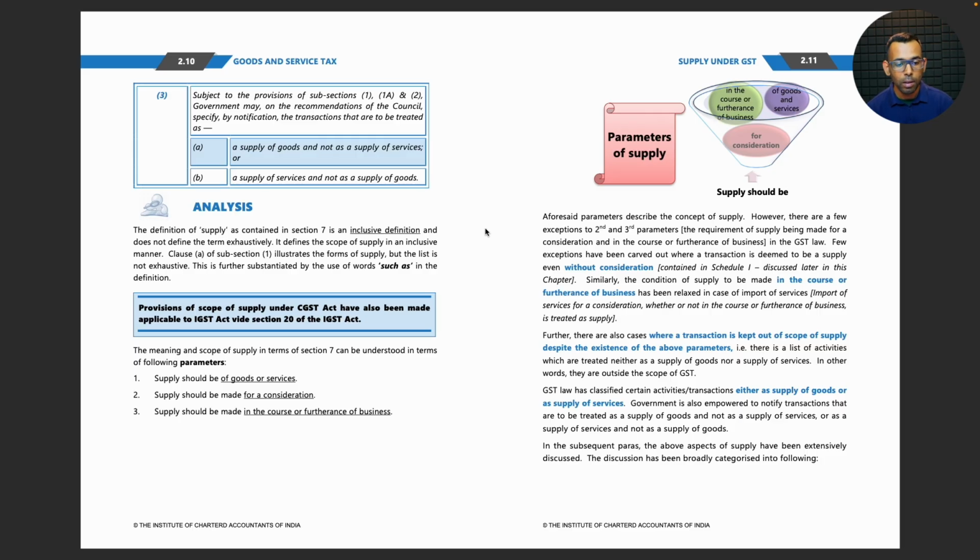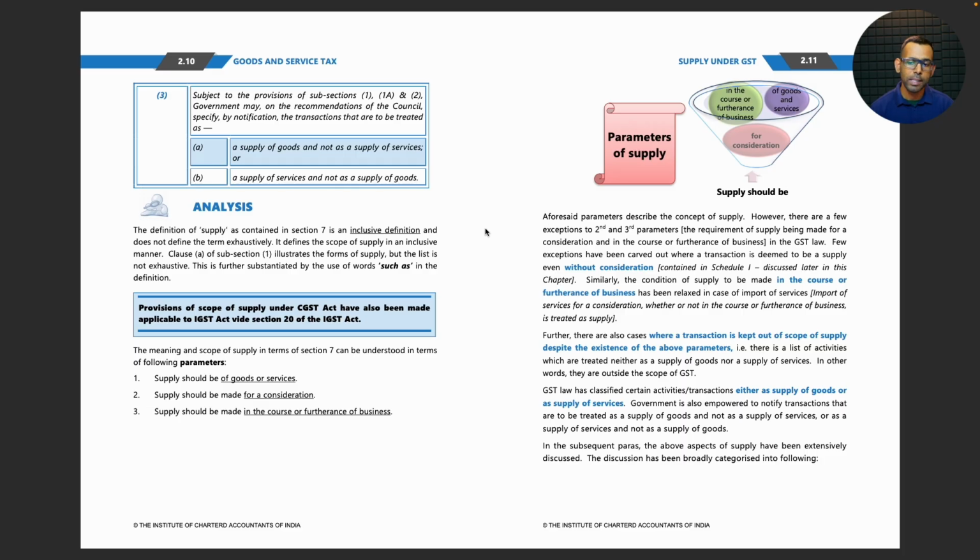The meaning and provisions of scope of supply under the CGST Act have also been made applicable to the IGST Act vide section 20 of the IGST Act. The meaning and scope of supply in terms of section 7 can be understood in terms of the following parameters. The supply should be of goods or services. Supply should be made for a consideration. Supply should be made in the course or furtherance of business. Okay, so let us see these parameters one by one.